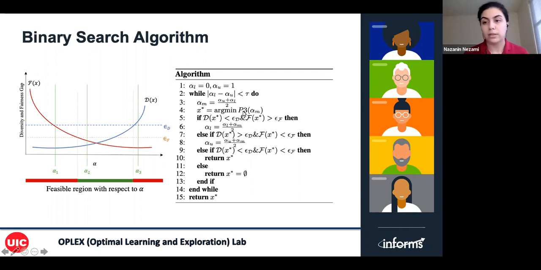So we believe that as we divide our regions iteratively and solve the relaxed version of P2, which, as I said, we call P3, and then evaluate our results, we can get into the region in which both diversity and fairness are satisfied. So both constraints satisfy the user-defined thresholds, epsilon D and epsilon F. That way, we can solve the feasibility problem P1 using P2.